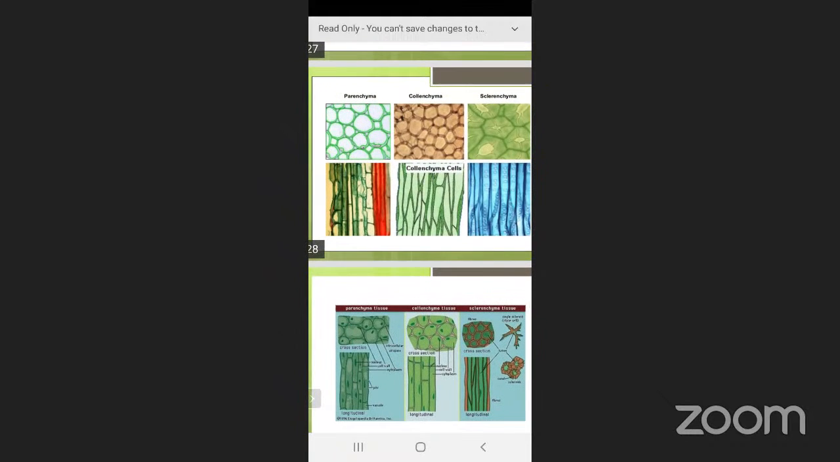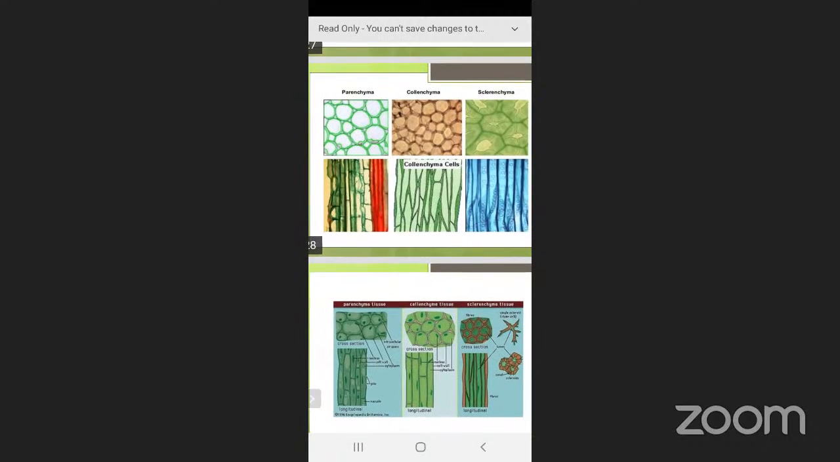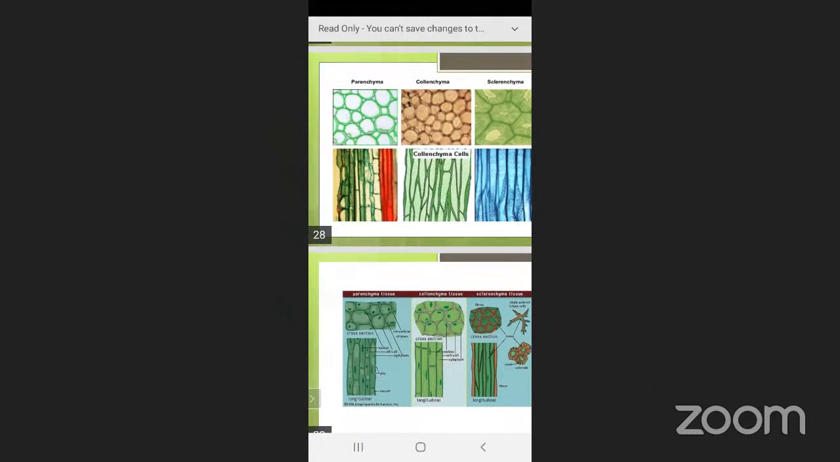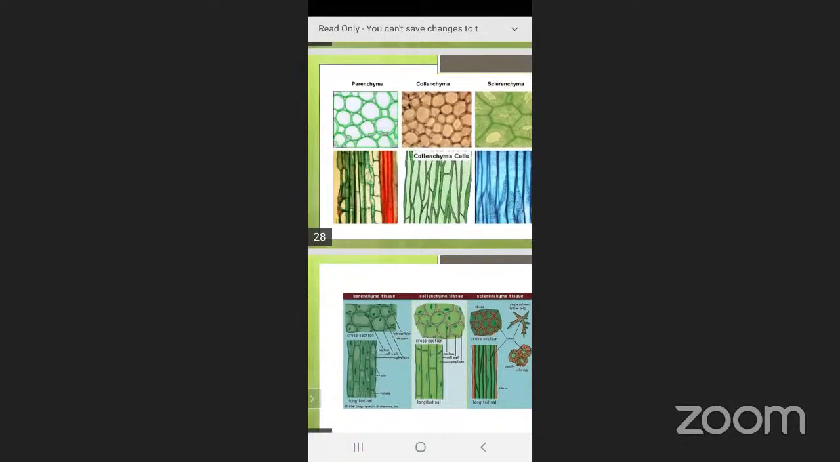Look at the screen, all of you. The parenchyma which contains chloroplast is called chlorenchyma.